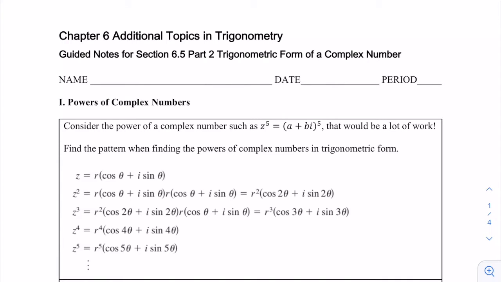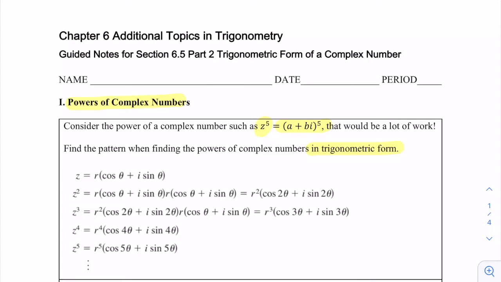Hi again. Today we're going to wrap up Chapter 6 and look at the powers of complex numbers. This is really where we're going to use that trigonometric form. If we had the number z raised to the fifth power and we're using standard form, well, we'd have to do a lot of FOILing, a lot of distribution. So let's look at the pattern of the powers in trigonometric form to see if we could figure out a shortcut.